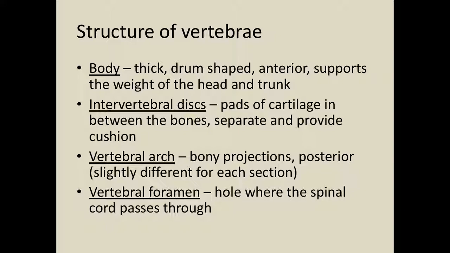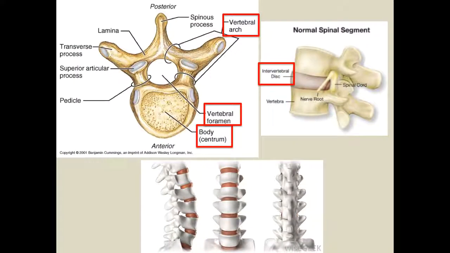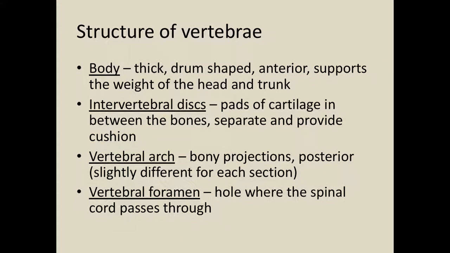We're going to look at what a vertebrae looks like now. I'm going to flip back and forth a little bit, so stay with me here. The body of the vertebrae, that's this roundish, kind of awkwardly shaped part. It's thick, its whole job is to support your weight. It is more anterior in your body.